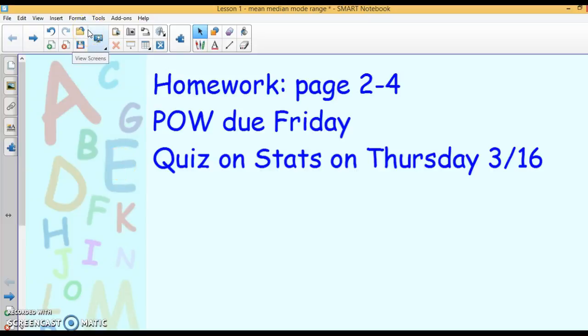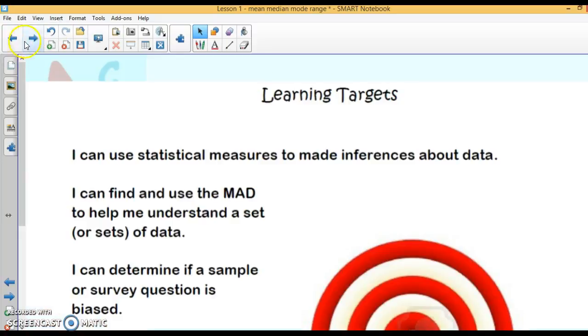Today's lesson is the first unit in our probability and stats unit. It is lesson number 1. It is on mean, median, mode, and range, measures of central tendency. The homework that goes with this is page 2 to 4 in the homework packet. All right.